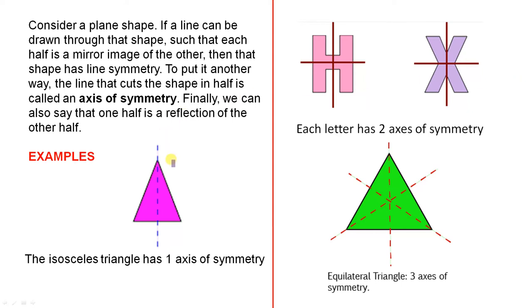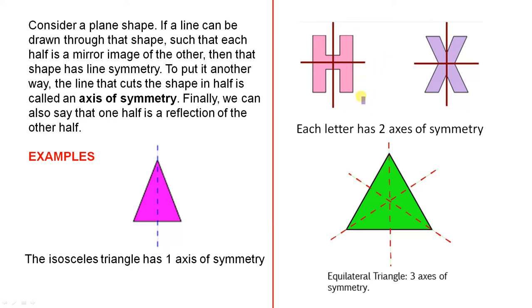Let's look at some examples of shapes that have line symmetry. The isosceles triangle has one axis of symmetry, as we saw here, so we can say that the isosceles triangle has line symmetry. One axis of symmetry, so it does have line symmetry. So if it has one or more axes of symmetry, it has line symmetry.